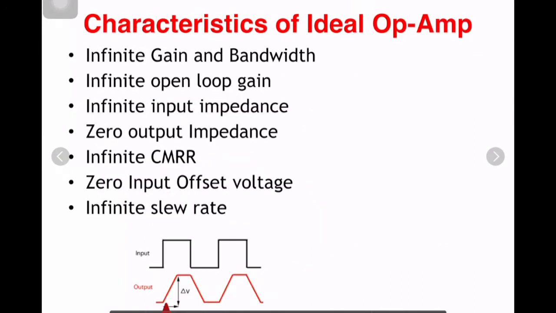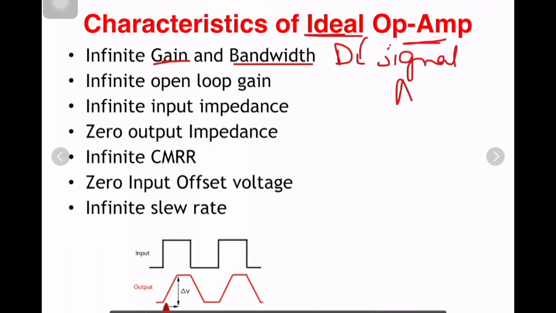Now, what are the characteristics of an ideal op-amp? An ideal op-amp has infinite gain and infinite bandwidth. Gain, as we have seen, is very high, but practically it is not infinite. But in the case of an ideal op-amp, it is infinite gain, and the ideal op-amp should have an infinite frequency response, so that it can amplify any frequency from DC signals to all AC frequency signals. But practically, most amplifiers have some limited bandwidth.